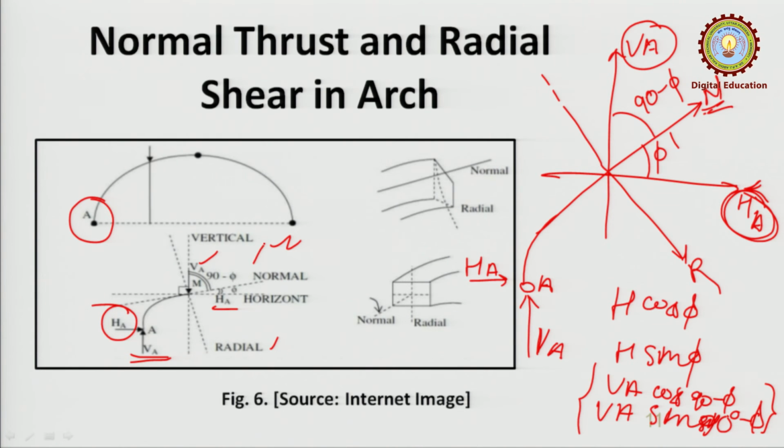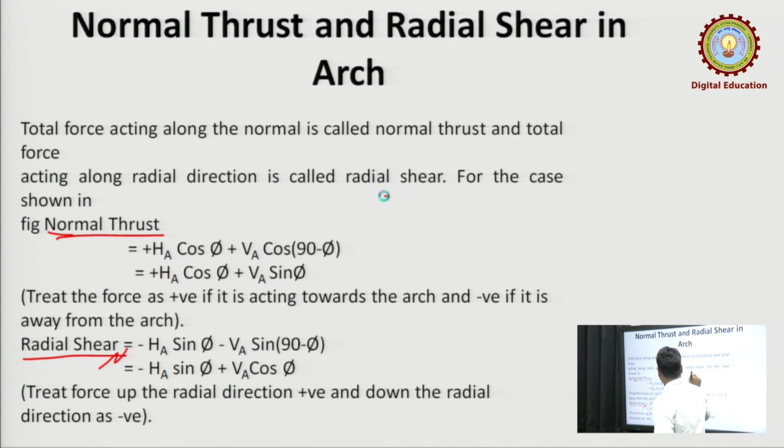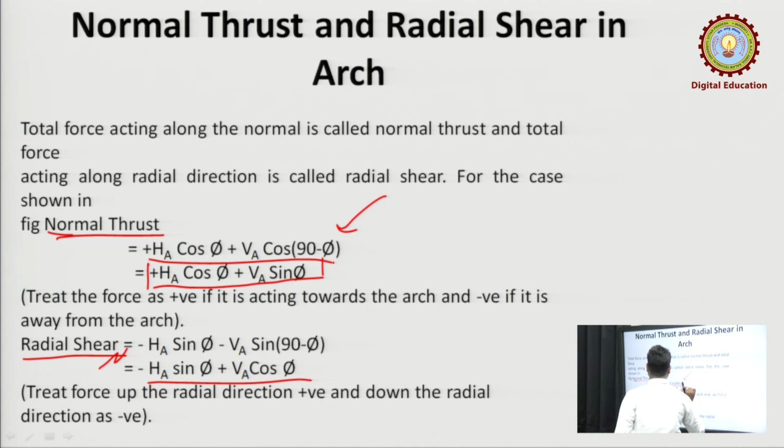After resolution of these forces, we can equate, and after equating we get these equations: HA cos phi plus VA sin phi, and minus HA sin phi plus VA cos phi. This is called the normal thrust, and this is your radial shear.